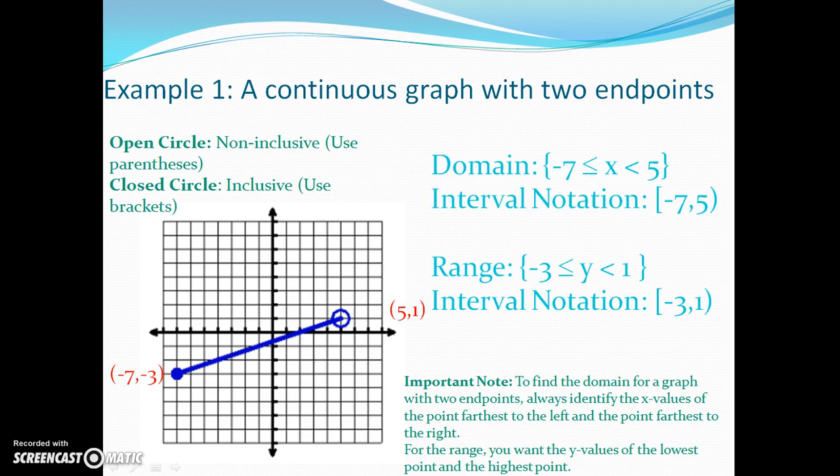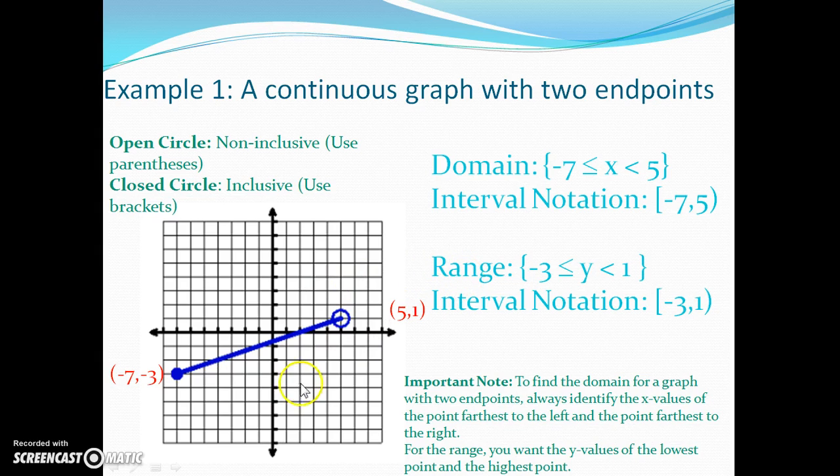So the domain of this function, looking left to right, you go from -7 all the way to 5, but 5 is not included, so it's -7 is less than or equal to x is less than 5. That's set notation. In interval notation, you just put a bracket, -7, 5, parenthesis. Again, your x value starts at -7. That's the very left point. And then you follow the graph until you get to 5. And 5 is not included. And it's going to include all those x values in between.